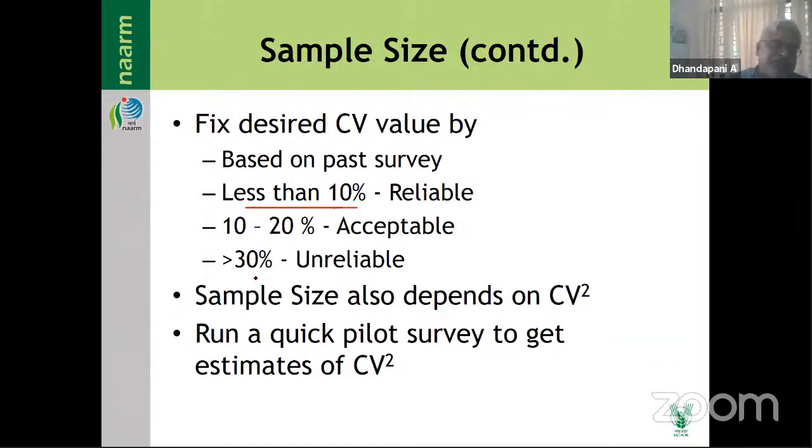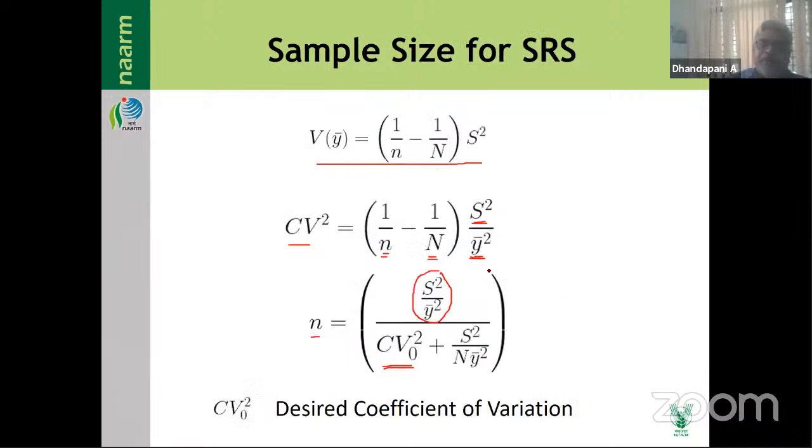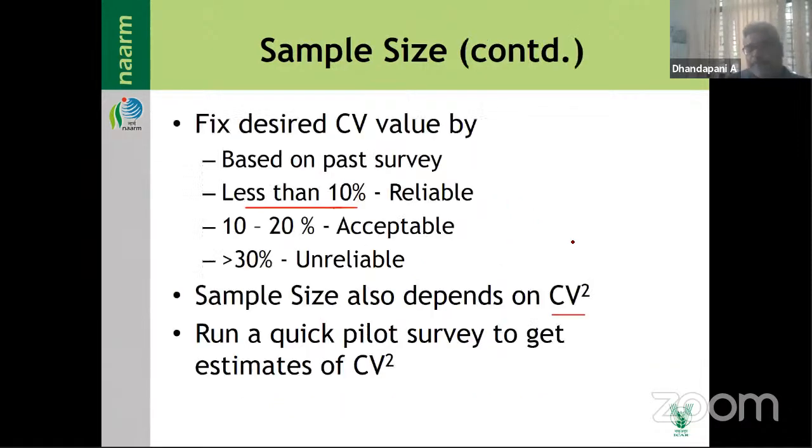If your result's CV is more than 30% for any of the parameters, then it is considered to be unreliable. But as I was telling you, we need this quantity. This is nothing but the population CV value. Now, how do we get it? The only way is, as I was telling you, that you can look at similar surveys conducted in a similar area, find out what CV they are reporting, and then use that here.